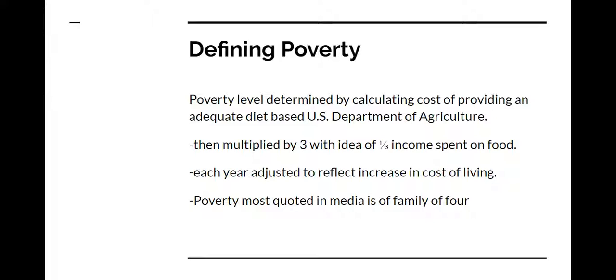The poverty level is determined by calculating the cost of providing an adequate diet based on the U.S. Department of Agriculture's minimum nutritional standards. This figure is then multiplied by 3 because research has indicated that poor people spend 1/3 of their income on food. Each year, the government adjusts the poverty level to reflect increases in the cost of living. The poverty level, most often quoted in news stories, is for a family of 4. The government actually establishes a series of poverty levels that takes into account the number of people in a family. The table on this page lists the poverty levels for various family sizes.